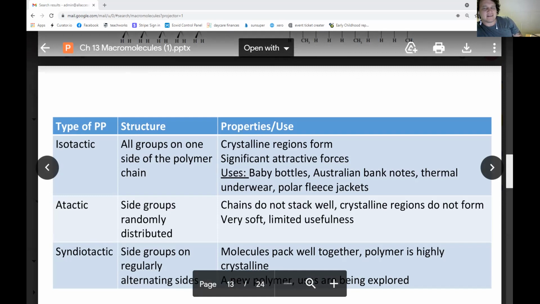So atactic, this is where we get random distribution of the side chains. So the side chains might be short, but they are randomly distributed.